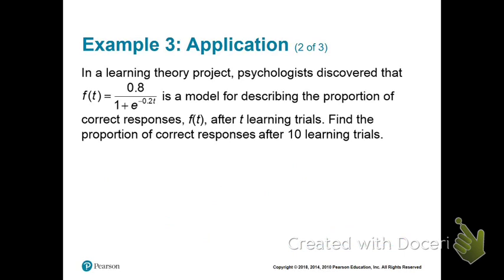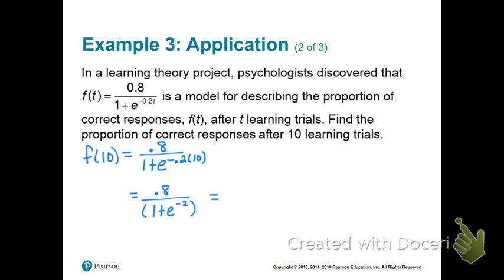All right, so same scenario here, but now it says find the proportion of correct responses after 10 learning trials. So what is that 10? That's going to be t now. So we're going to find F of 10. And what is negative 0.2 times 10? I'm going to go ahead and simplify that. Negative 2.